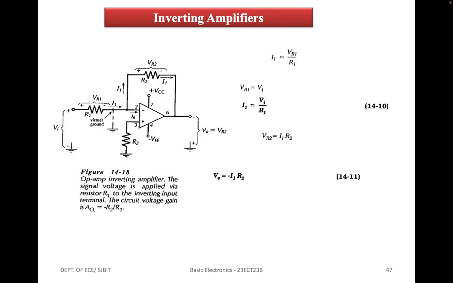Note that the non-inverting input terminal is grounded via resistor R3. With the non-inverting terminal grounded, the voltage at the op-amp inverting input terminal remains close to ground.